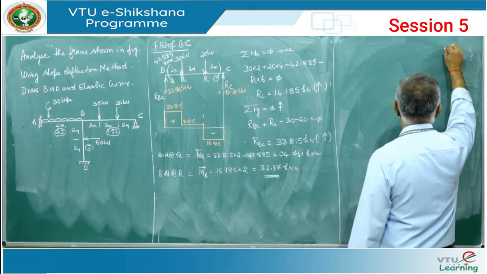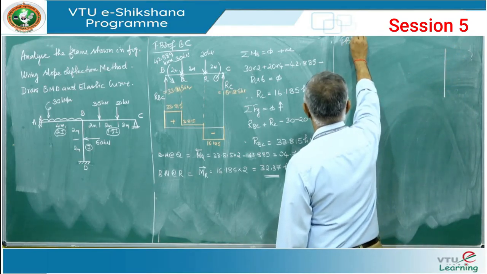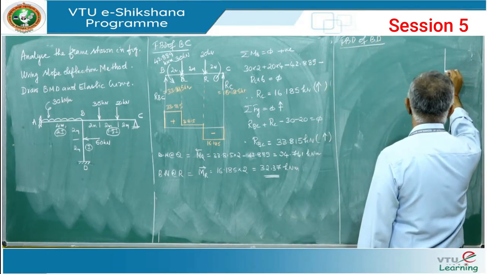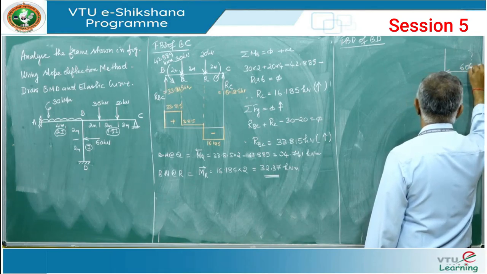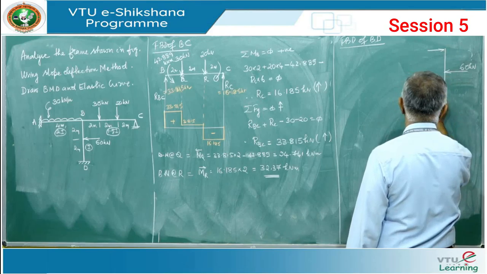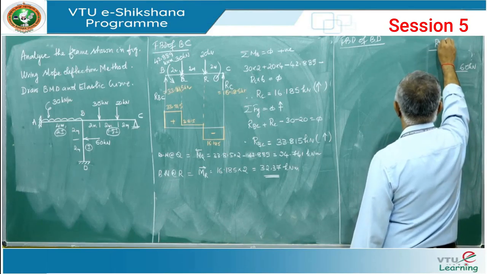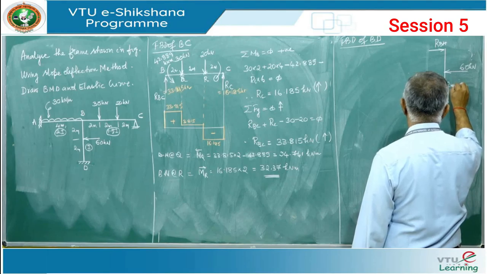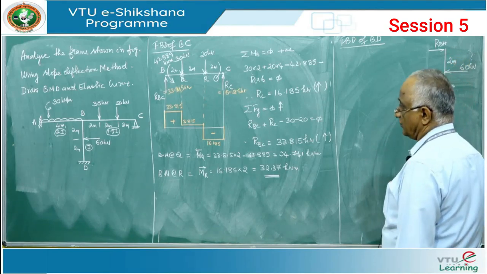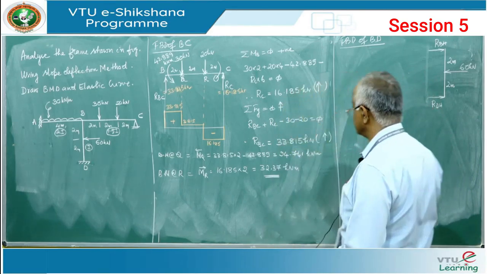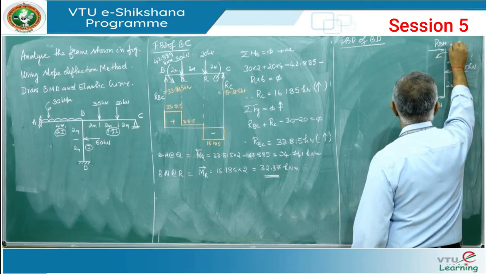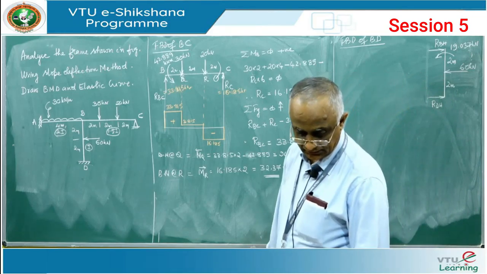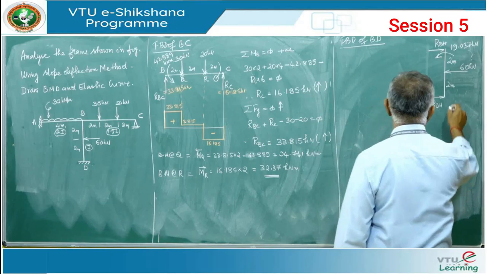It is free body diagram of member BD. I have 60 kilonewton acting from right to left, so automatically your reactions will be from left to right. Let me put this as RBH and RDH because it is horizontal reactions, and the moments are 19.037 is minus, so anti-clockwise. And 35.482, it is clockwise.